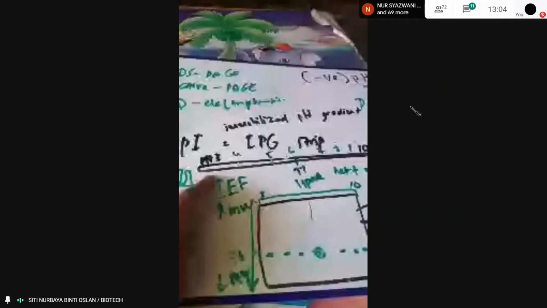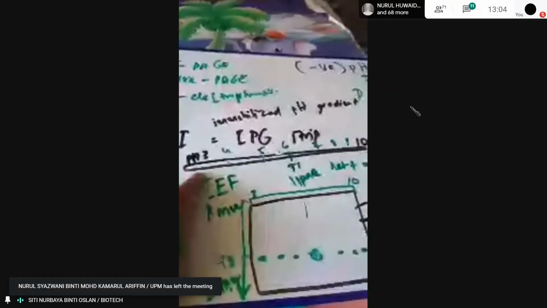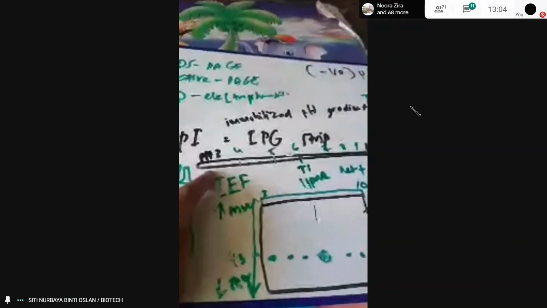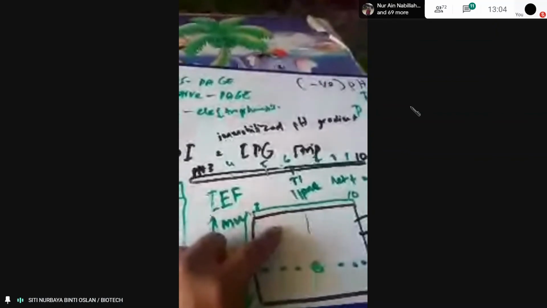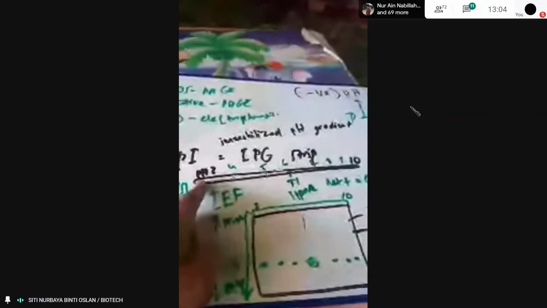This IPG strip comes in different sizes: 7 cm, 12 cm, and 24 cm. If you use the 12 or 24 cm IPG strip size, that means the gel will be bigger. It will fit the IPG strip.